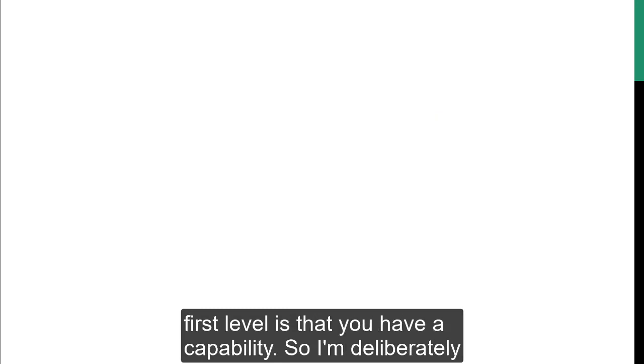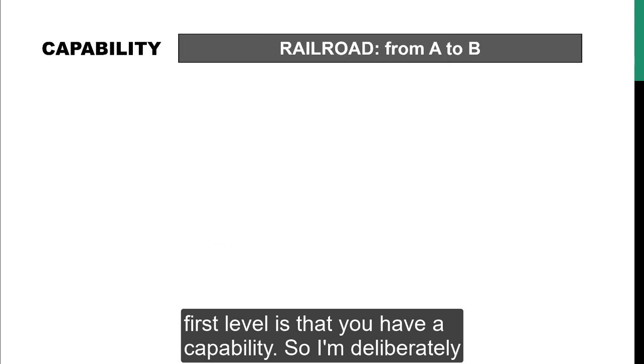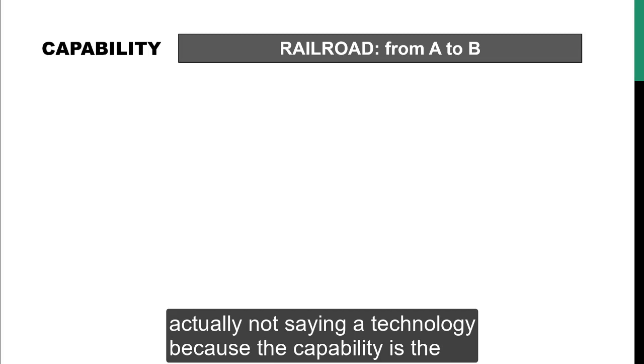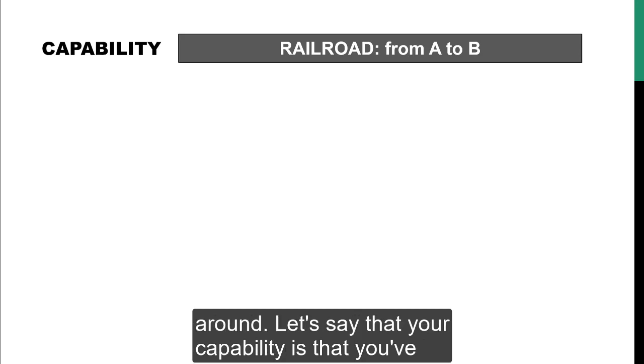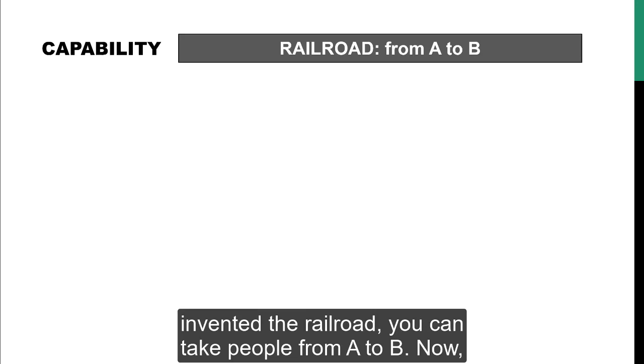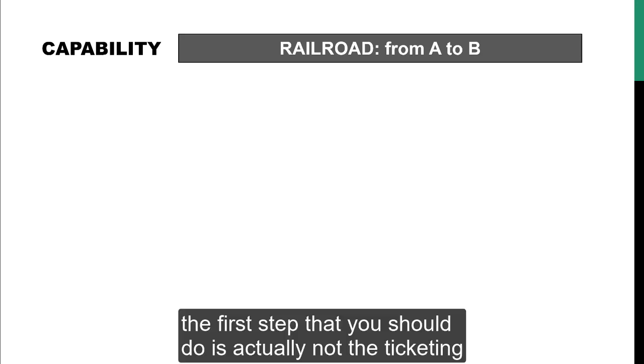So the first level is that you have a capability. And I'm deliberately not saying a technology, because the capability is the technology plus all the service that you can wrap around it. Let's say that your capability is that you've invented the railroad, you can take people from A to B. Now, the first step that you should do is actually not the ticketing structure.